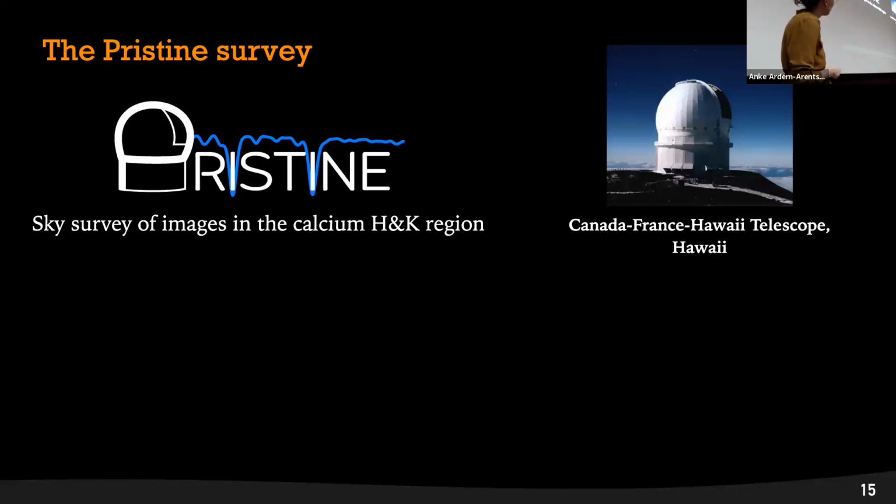The telescope we use is this one. It's the CFHT, the Canada-France-Hawaii Telescope on Hawaii, where the weather is really excellent and you get really good quality of your images.